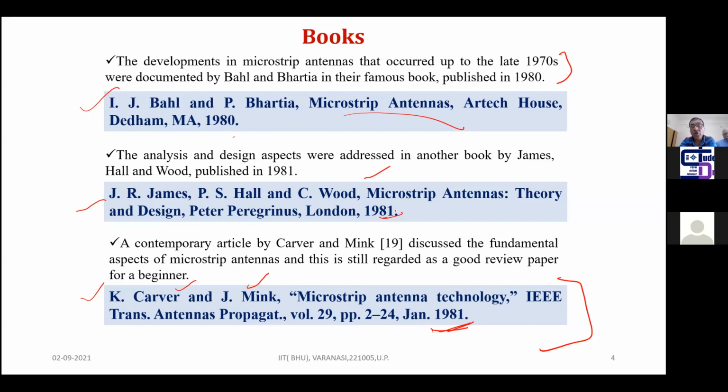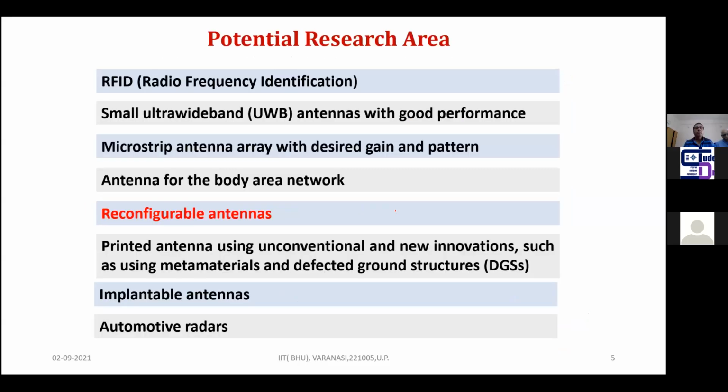So if you didn't find time to read these 2 books, just find time to download this from the IEEE site and go through this 23-page paper once. You can understand basically what microstrip antennas are, how you can analyze them by analytical methods, and so on.